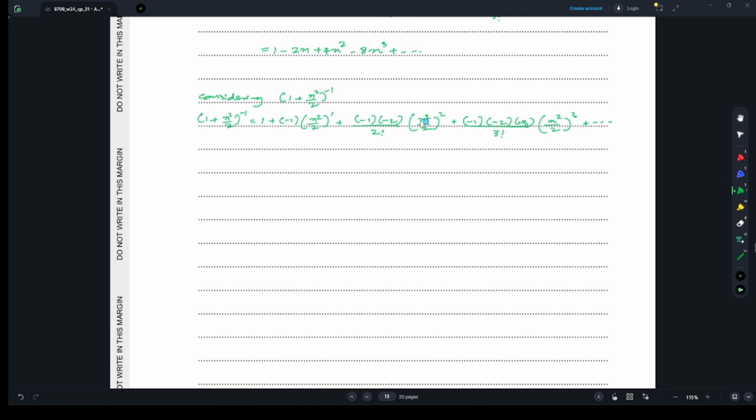Okay, so now we can simplify this one also. Here we have 1, here we have minus half x squared, and then plus x to the power 4 over 4. Then here minus 1 over 8 x to the power 6.